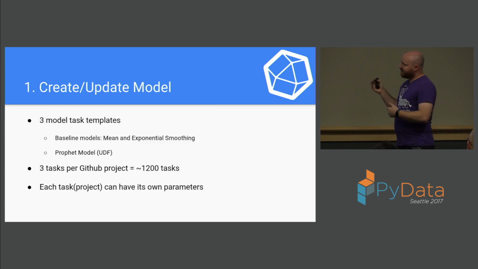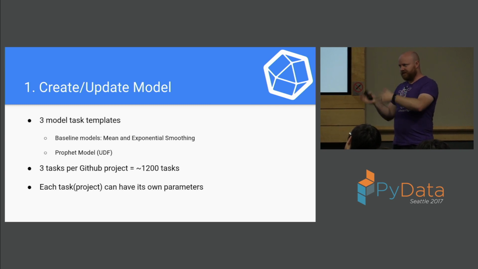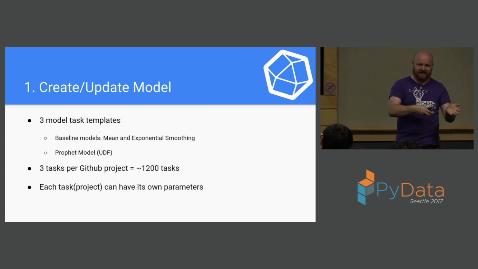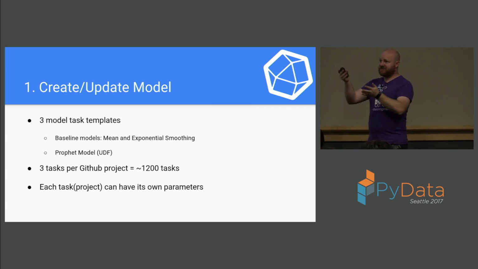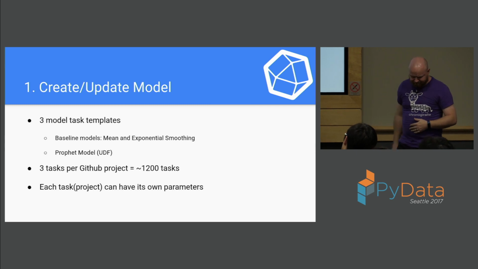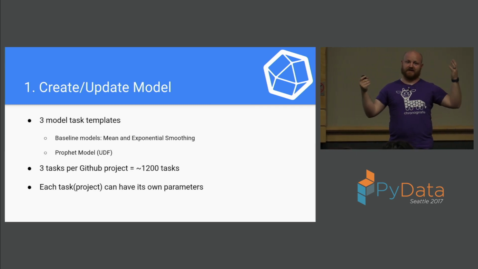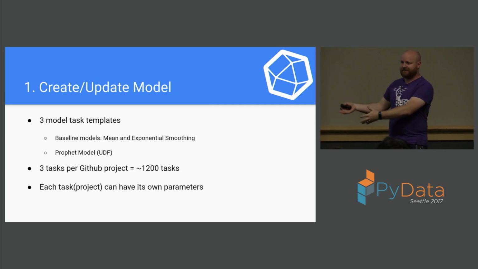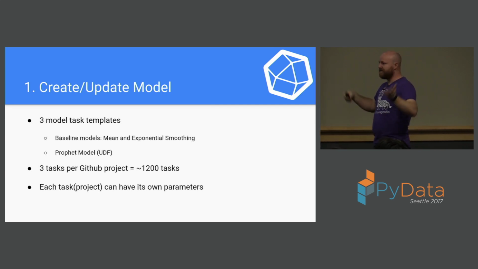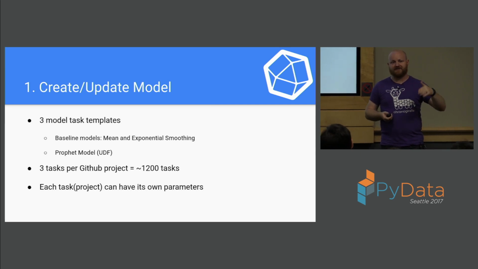And okay, so we have these 3 tasks, and these are actually task templates, meaning that we set up a template for the mean task, the Holt-Winters task, and the Prophet task, and then we instantiate one of those tasks for each of the GitHub repos that we have. So we have roughly 1,200 tasks. And the reason why we're doing all of these different tasks, because that sounds like, wow, 1,200 tasks, why am I managing so many when I only had 400 to start with? Why are we blowing up? The reason is it gives us the ability to set different parameters per task per repo.